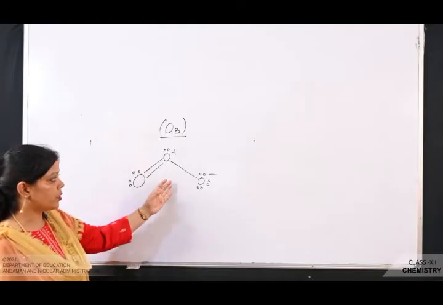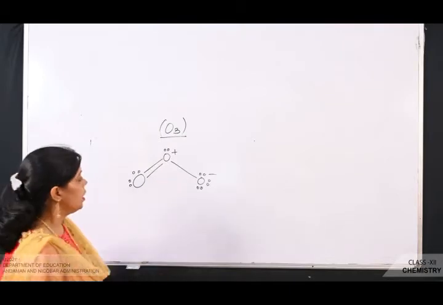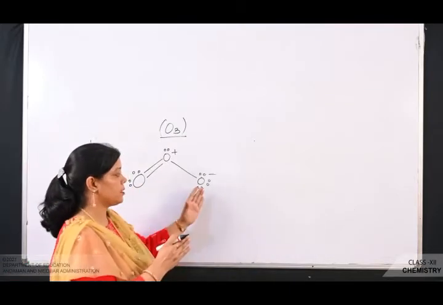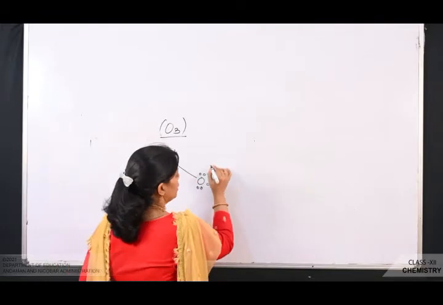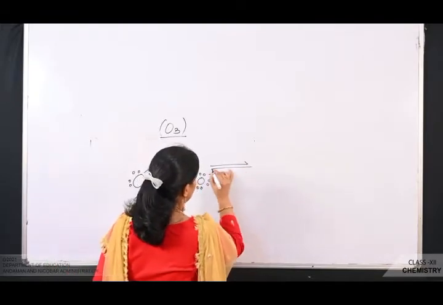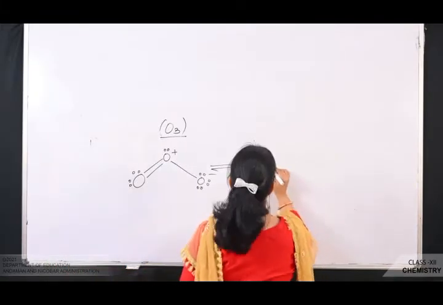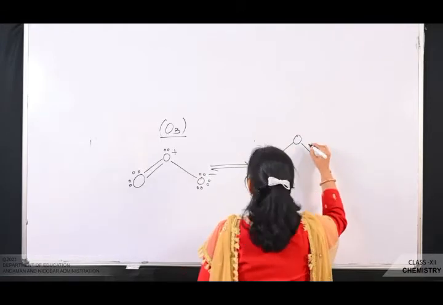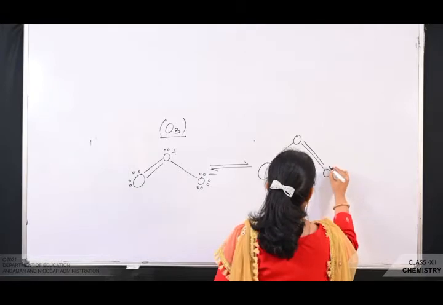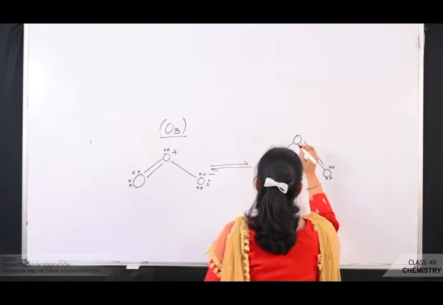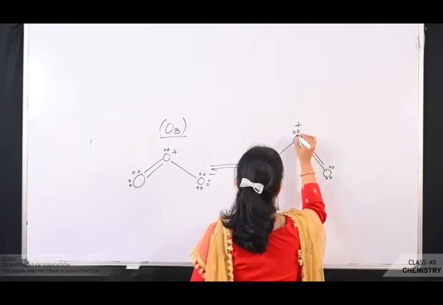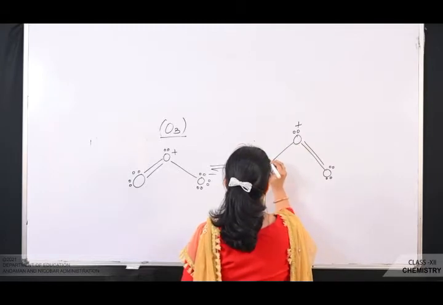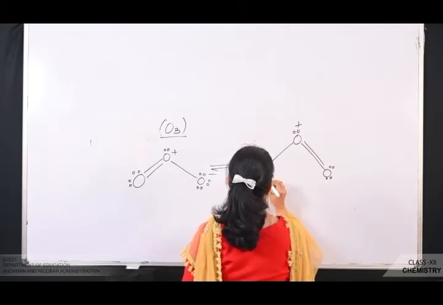Children, this is the structure of ozone. Ozone exists in two resonating structures. Another resonating structure we can draw like this, children. That is, the O having a bond with the central O and another O. Here there is a double bond, and the double bond has two lone pairs. Here there is only a single lone pair, this one having the positive charge, and another oxygen having three lone pairs of electrons.